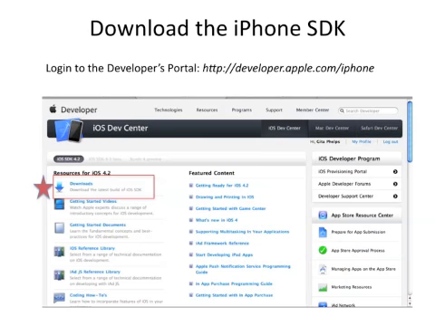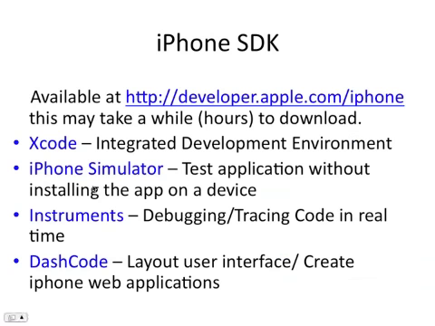Log on to the developer's portal and click Downloads. Now, warning, that may take a while, sometimes hours to download. Last night I tried to download mine and it says 18 hours depending on my connection. The iPhone software development kit contains Xcode, an iPhone simulator, Instruments, and Dashcode. We'll talk more about those at a later time. But just go ahead and download the iPhone SDK.